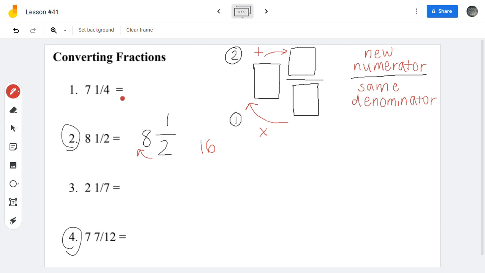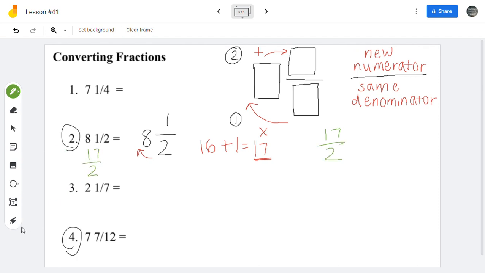And then your second step should be to add your product to the numerator. So now we have 16, and we're going to add it to the 1, which is our numerator over here. And you'll end up with 17. And if you notice, over here on the right side, this will be our new numerator, while we will keep the same denominator. We will end up with 17 over 2 as our improper fraction.